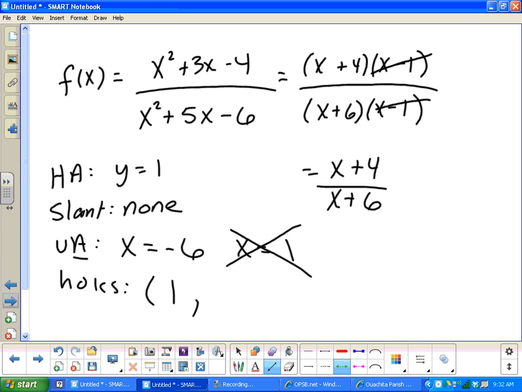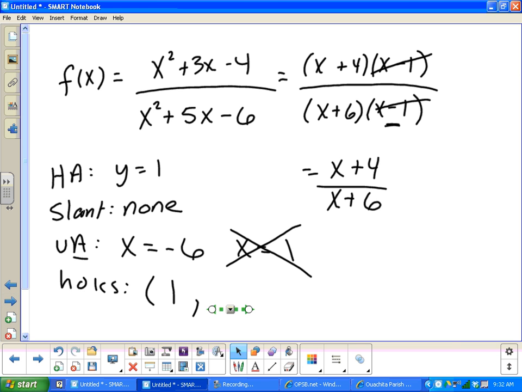So what makes it undefined? The hole is basically going to be what makes it 0 if it canceled out. Now, notice holes are not an equation, are they? They're just an ordered pair.